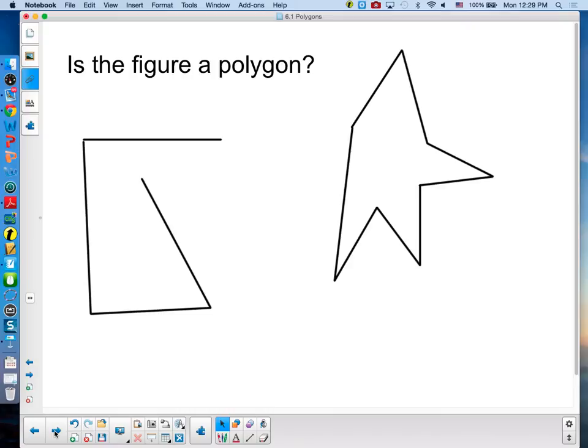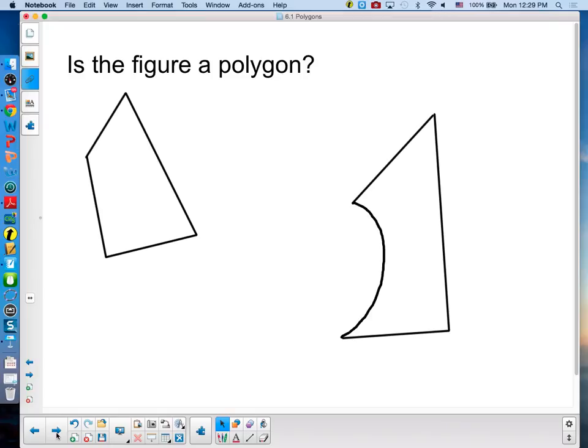Okay, so is this first figure a polygon? No. Why not? It's not closed, correct. There's an open space. Is the second one a polygon? Yes. Closed, flat, straight sides, correct. First one? Yes. Second one? Why not? Right, it has a curve to it.